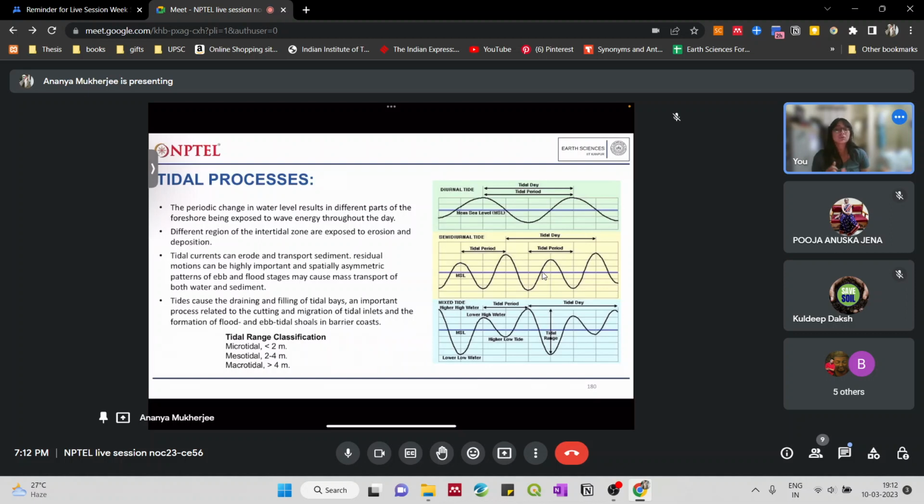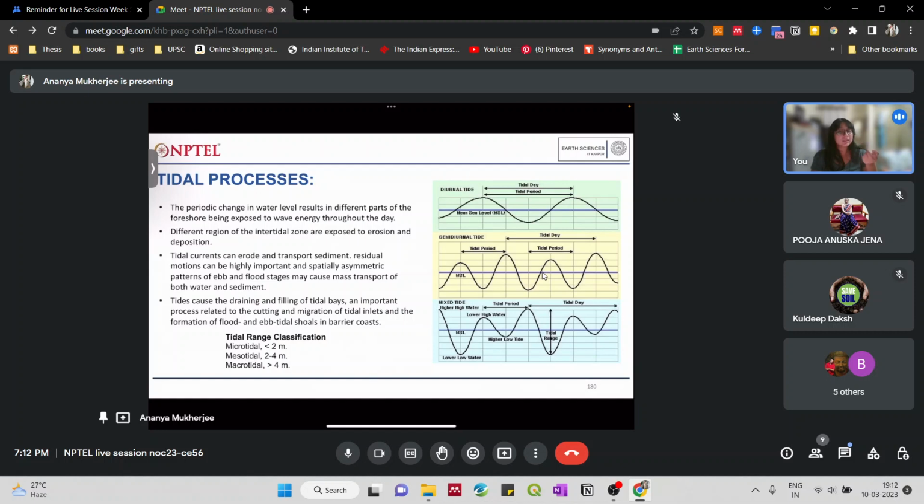So you can have different kinds of tides. You have diurnal tides, you have semi-diurnal, and you have mixed tides. So diurnal tide is usually where the tide period is equivalent to the tide day. You will have one high tide, and then a low tide, and then again a high tide. So the time between two high tides, that is your tidal day.